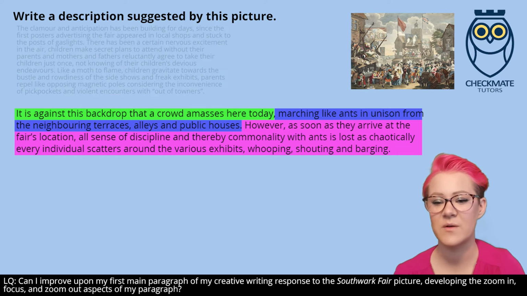So in this short paragraph, I have zoomed in on the crowd, highlighted their behaviour by contrasting what they were doing on the way to the fair with how they are behaving now in the picture. This could be considered the focus section of the paragraph, but usually a focus would involve a small area of the picture, not a great number of people. And then I've concluded my paragraph and zoomed out by stating what they were doing now.